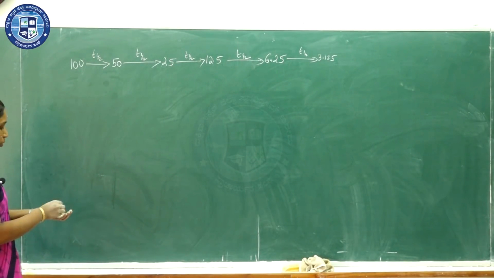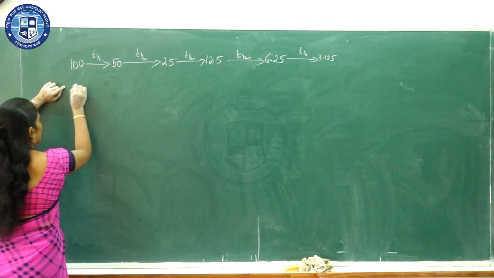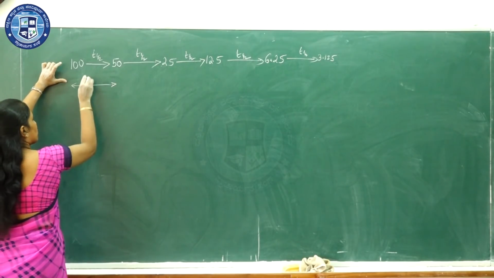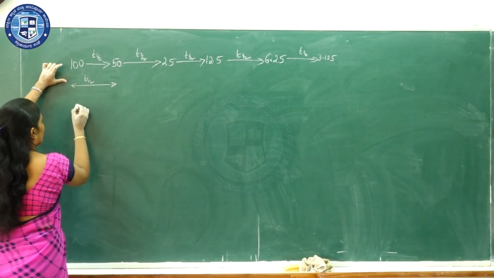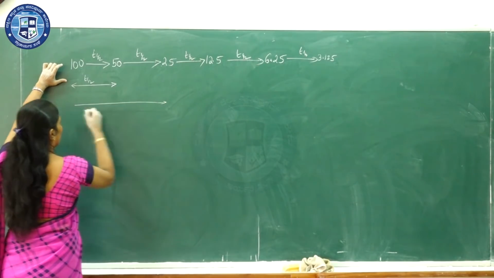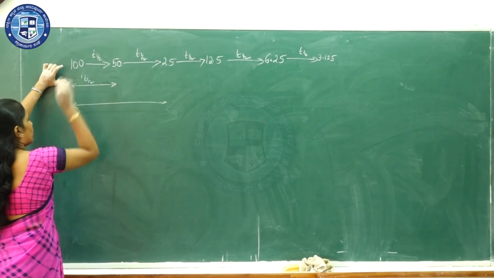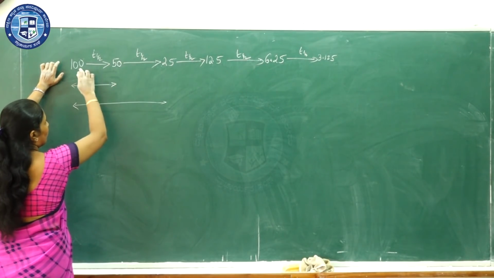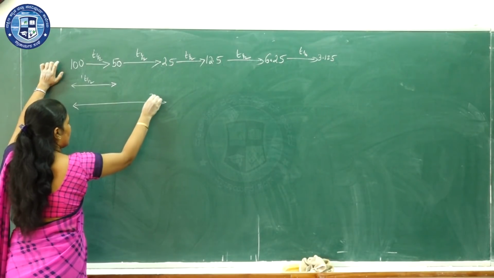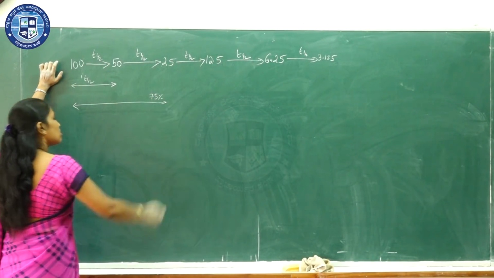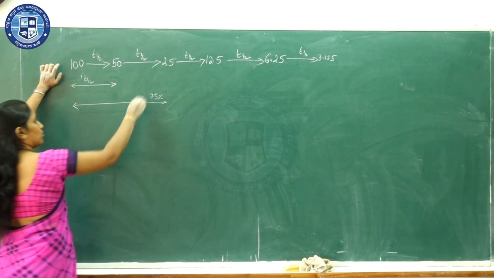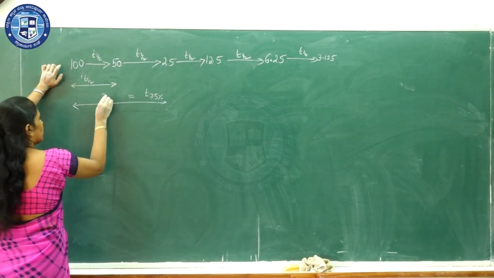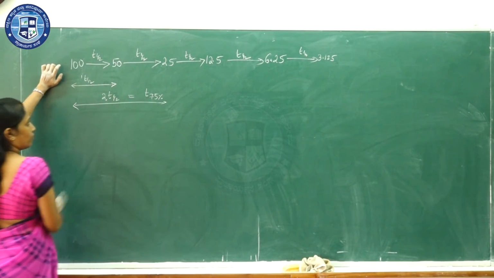Okay, so how can we easily remember? See here, from here to here, how much of the reaction is complete? 50% is complete. So it is T half. However, see here, when you go from 100 to 25, how much is complete? 75% of the reaction is complete. That means it is T 75%, which is equal to how many T halves? You have 2 here, so it is 2 T half.